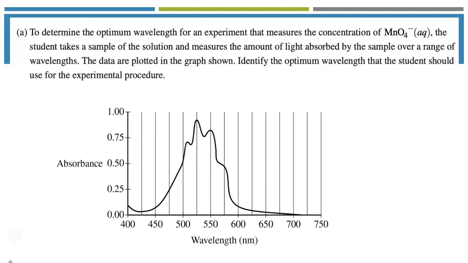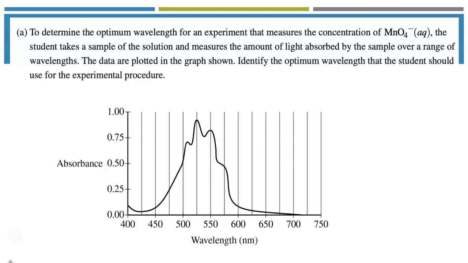Part A says, to determine the optimum wavelength for an experiment that measures the concentration of permanganate, the student takes a sample of the solution and measures the amount of light absorbed by the sample over a range of wavelengths. The data are plotted in the graph shown. Identify the optimum wavelength that the student should use for the experimental procedure.